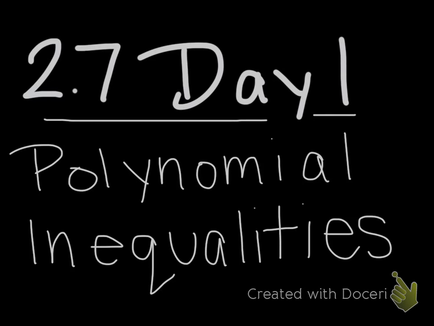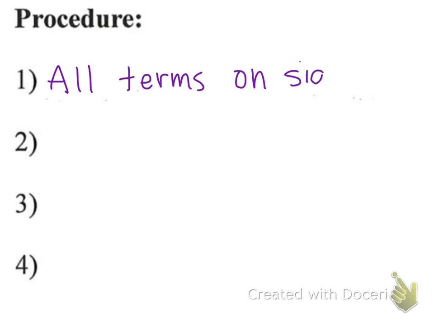Today we're doing section 2.7 day 1 and we're going to be discussing polynomial inequalities. So as far as the procedure, step 1 is to get all your terms on one side of your inequality.